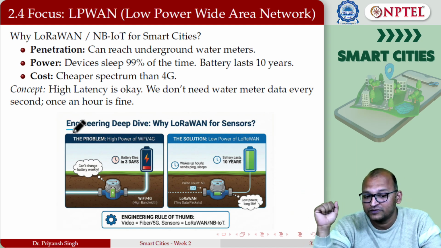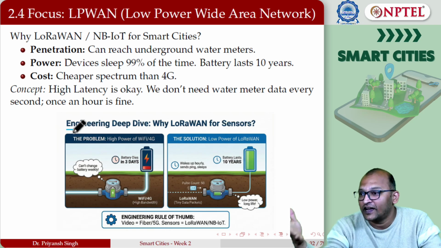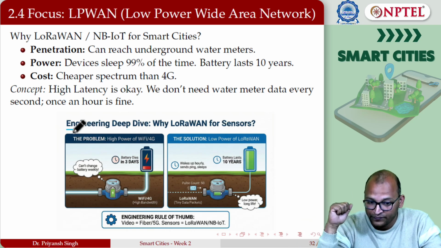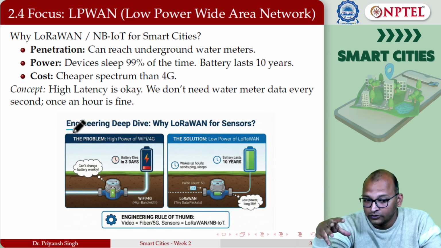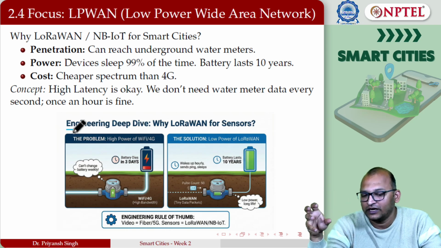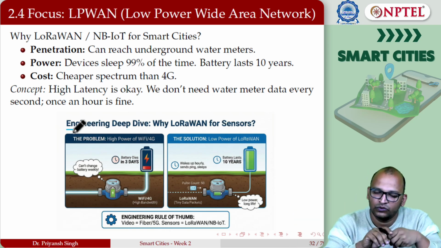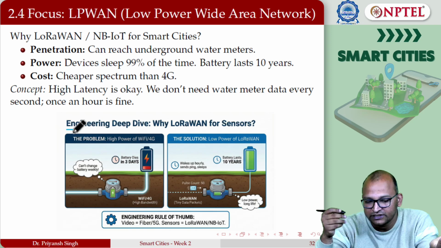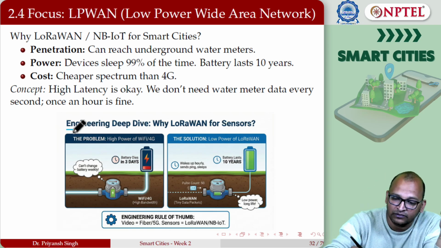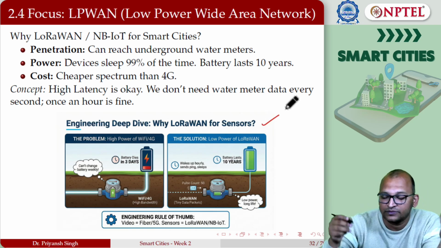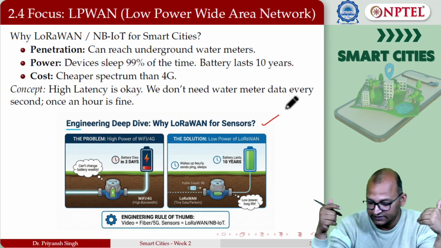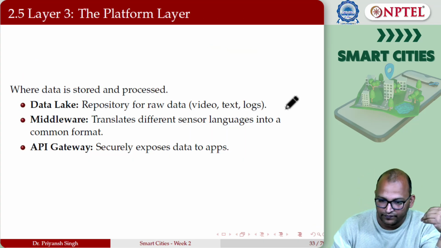Also, the cost of spectrum is very low as compared to 4G and 5G. Although the latency is high, it is okay, because we do not need to send data at a very high frequency. Even data once in 1 hour, 2 hours, or one data point in a day could be sufficient. That is why these technologies are still very usable for smart water meters or sensors embedded in the structure itself.